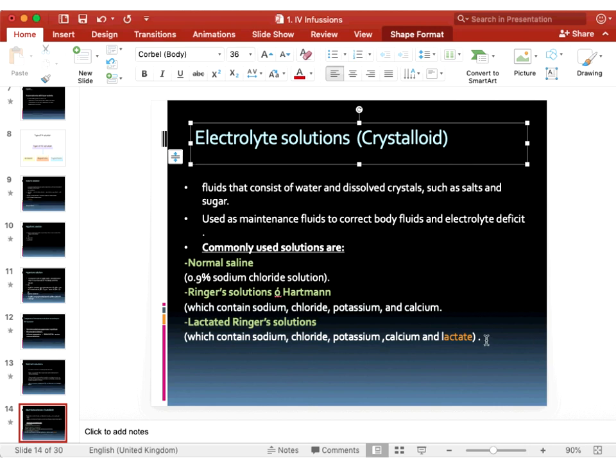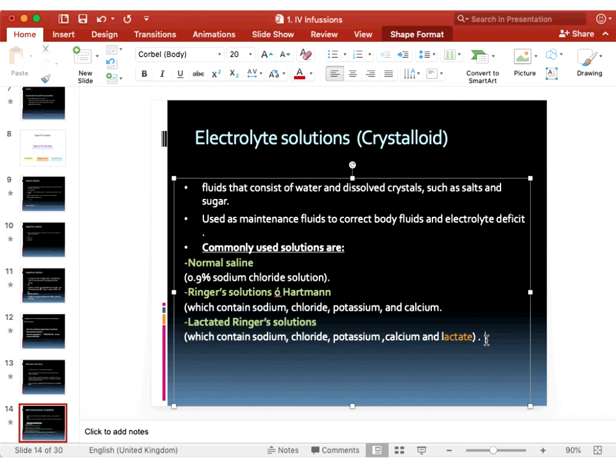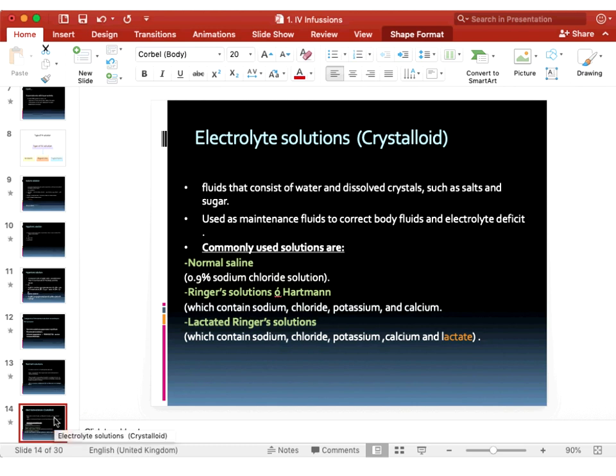So we do not, listen to this, we do not give lactated Ringer on a patient we already suspect is with an ongoing metabolic acidosis, because we can worsen that scenario. Because it is lactic acid. Can you recall this? Lactate is lactic acid.